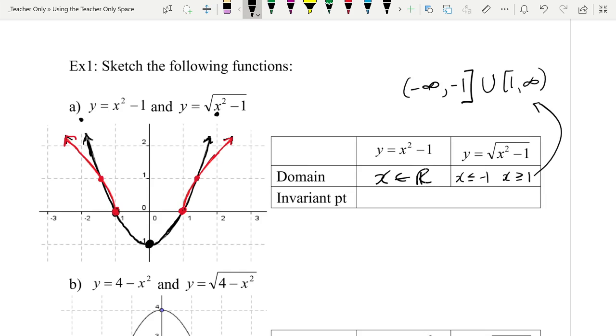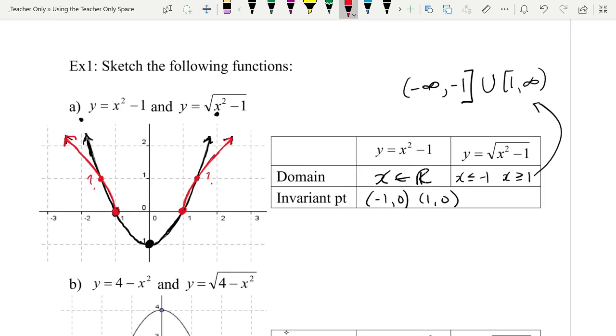Now, what are the invariant points? Well, there's 4 of them on this graph. Let's make sure we put the points in the right order this time. There's (-1, 0). There is (1, 0). What are the other 2 invariant points? What are these guys up here? Excellent. Yes, that's what they are.